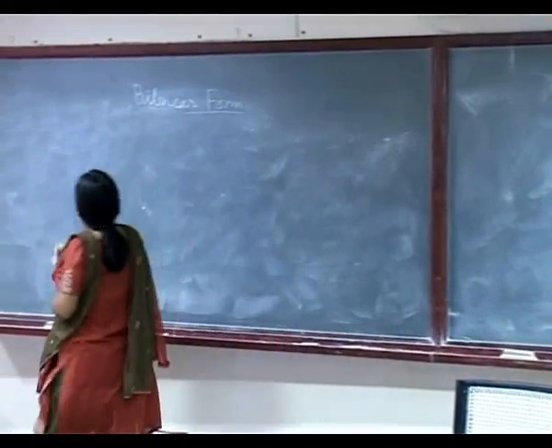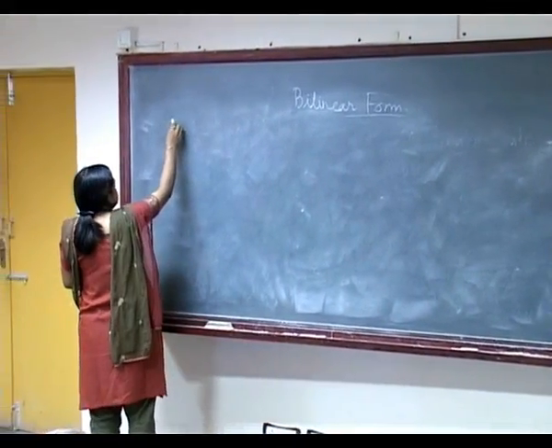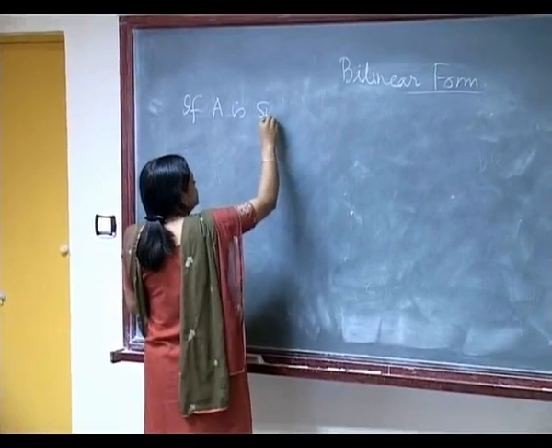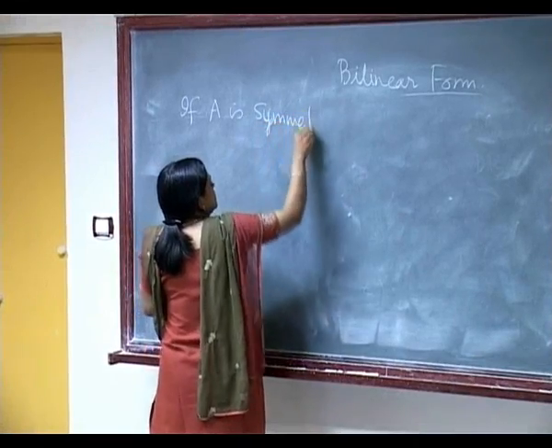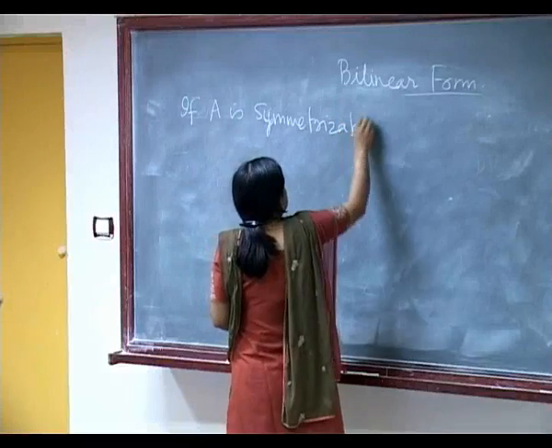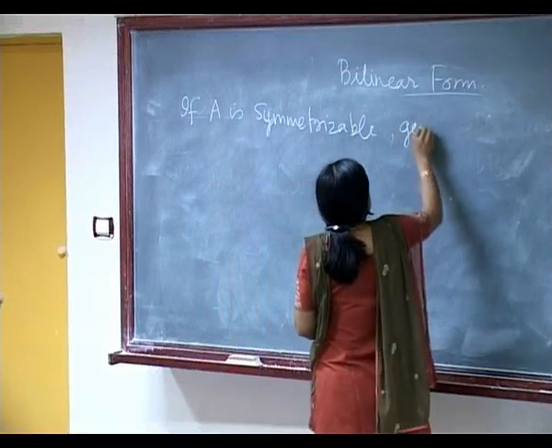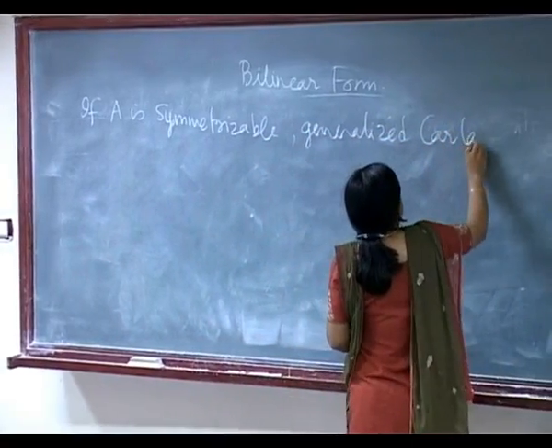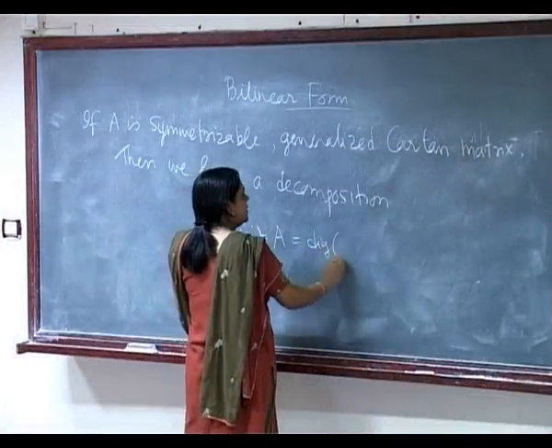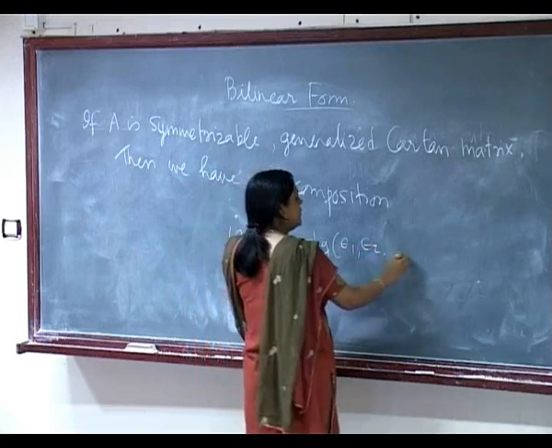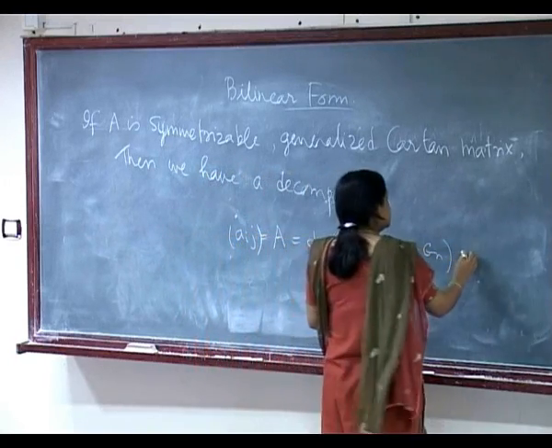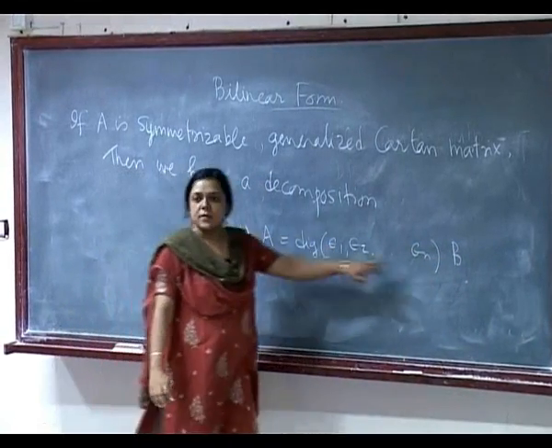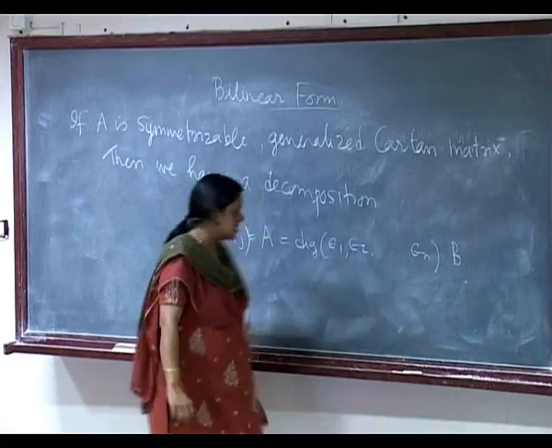So we are considering A symmetrizable and a generalized Cartan matrix, with the diagonal matrix epsilon 1, epsilon 2, up to epsilon n, and this B. These are all positive rational numbers.